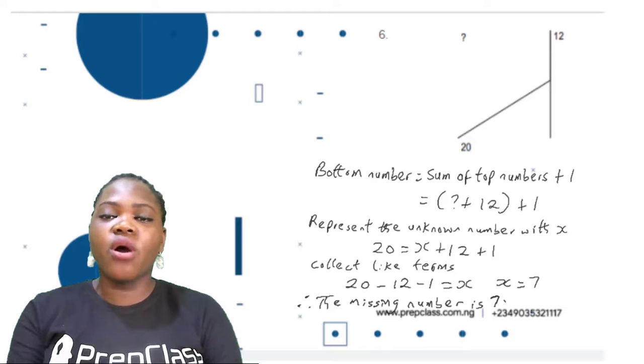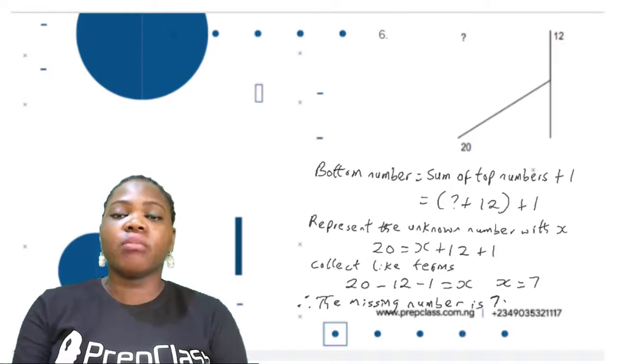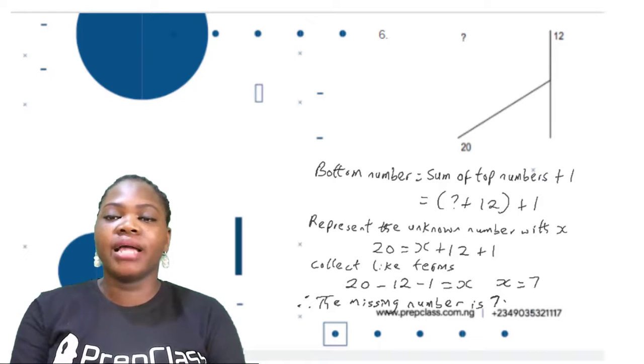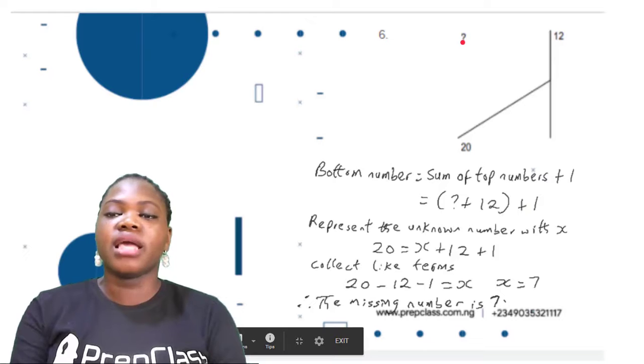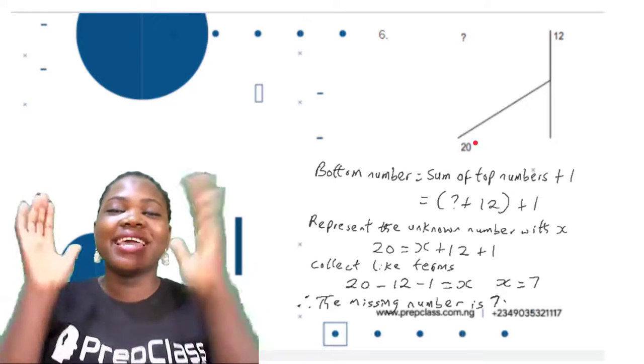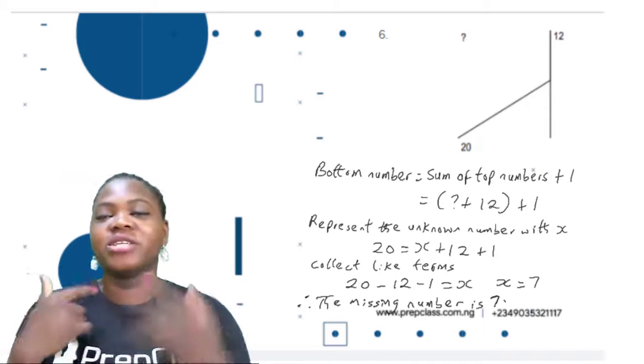But before we go on, let's see if it's going to work. Remember, the bottom number is gotten from the sum of top numbers plus 1. Now that we've gotten 7 as the unknown top number, let's find the sum of the top numbers. 7 plus 12 is 19. Then 19 plus 1 is 20. Yay! We got it correctly. Well done to us.